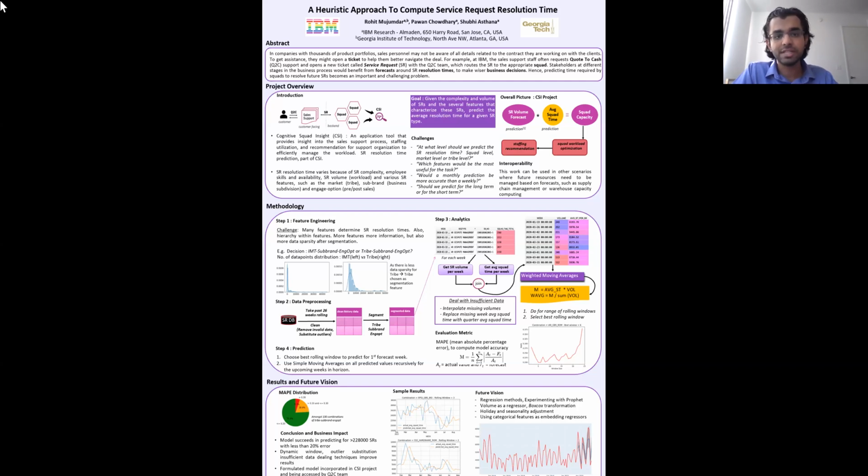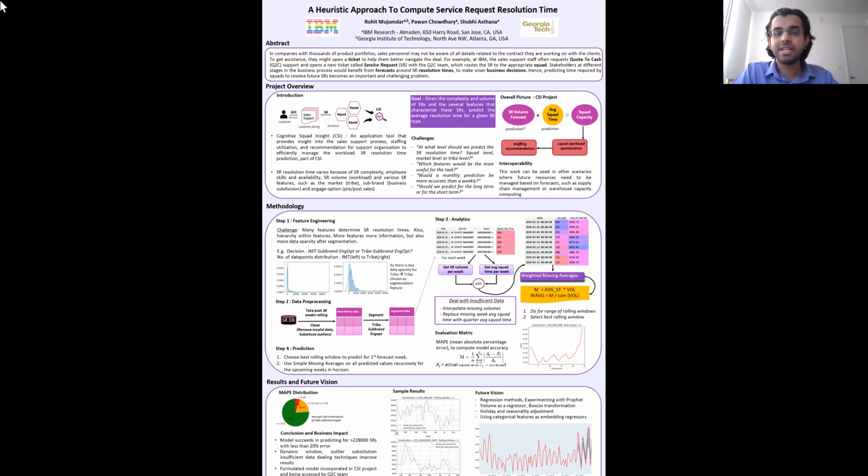Now, more features means more information, which can always be good, but this can also lead to more data sparsity after segmentation. We choose features to segment our data such that we try different combinations of features and select the ones which give a good balance between data sparsity, information granularity, and business intuition.